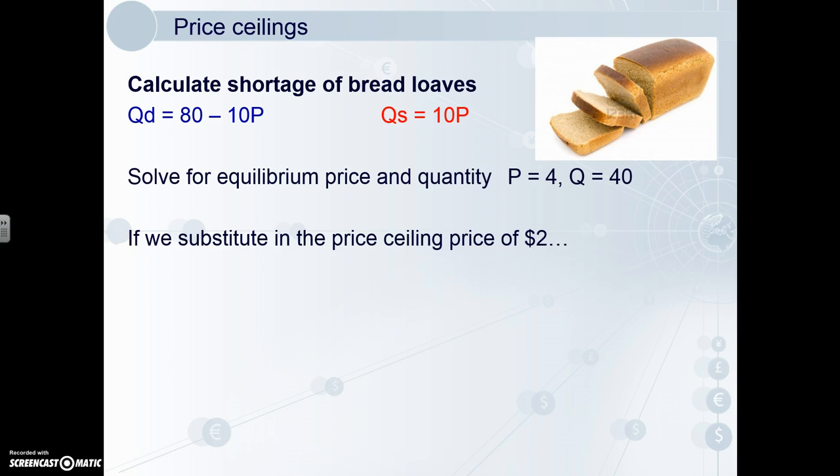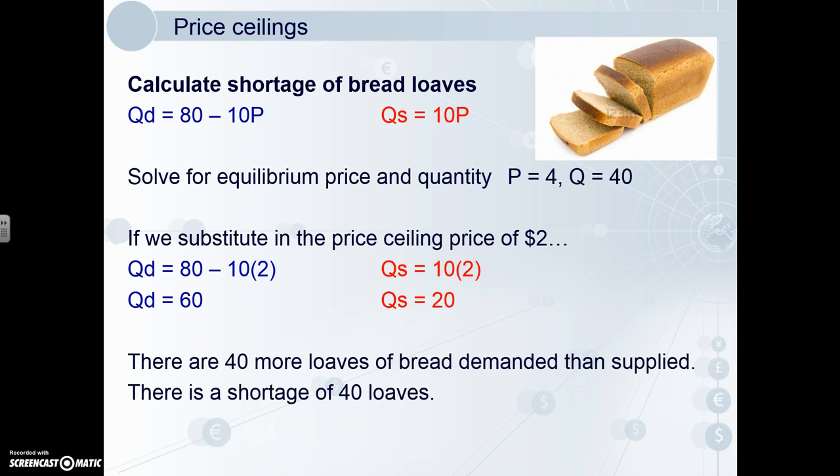So we'll sub $2 into each of those supply and demand equations, and we'll see that the quantity demanded at this price ceiling is 60 and the quantity supplied is 20. So there are 40 more loaves of bread demanded than supplied. There is a shortage of 40 loaves. Get into the habit of using the units. Don't just write there is a shortage of 40, write 40 loaves. Don't give any opportunity for marks to be taken off.